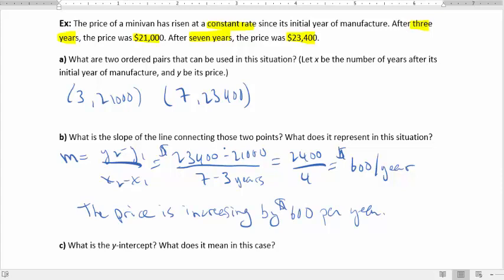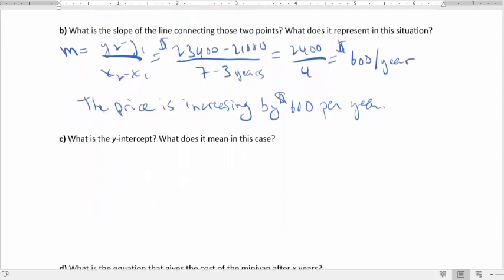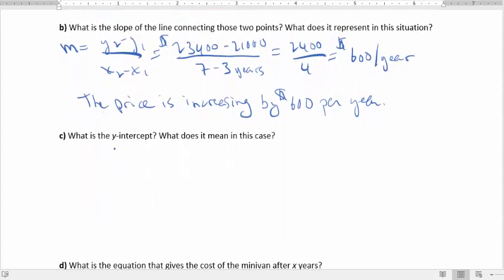This means the current model year is going to be $600 more than the previous model year, right? So each model year, the price is increasing by $600. And then what's the y-intercept? Well, now we go back to what we did last time, because we have the slope, so we can write our y equals mx plus b equation, replacing m with 600 and x and y with one of the other points. We can use the first point, 21,000. So we'll replace y with 21,000, x with 3, and m with 600. So we have that equation, and now we'll simplify it and solve for b.